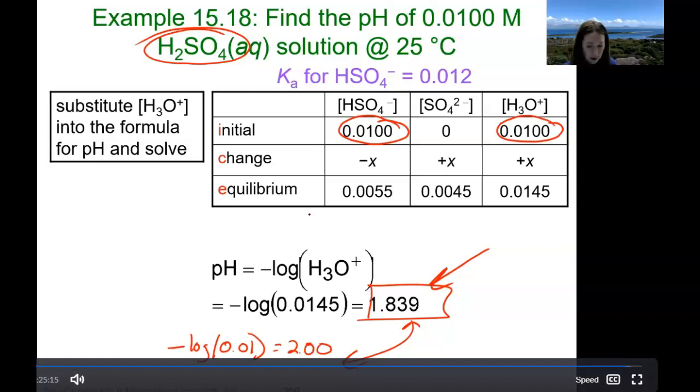Okay, so any questions on where we ended today? So this is all we have for today. We're going to do strengths of acids tomorrow.